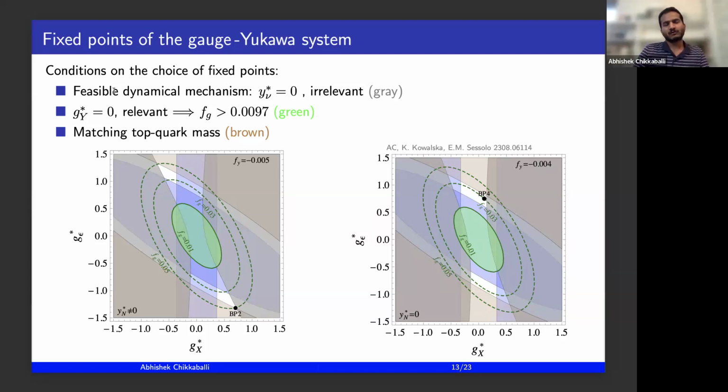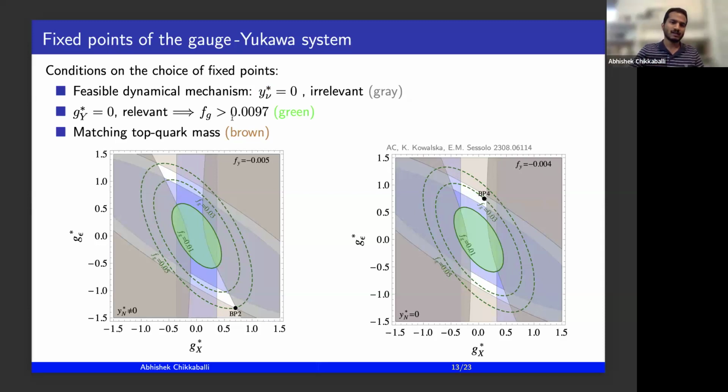So first one, of course, we want to have this dynamical mechanism working in this model. That is, we need to have an irrelevant fixed point at 0 for this neutrino Yukawa coupling. So this excludes the region where the critical exponent is positive, which is shaded in this gray region in this plot. And similarly, we also want to match the observed value of the hypercharge coupling.